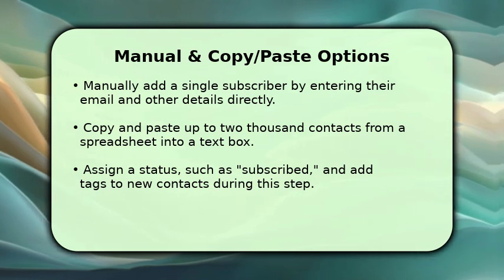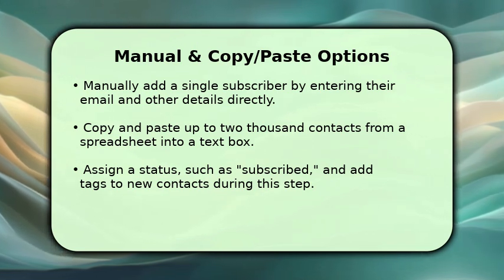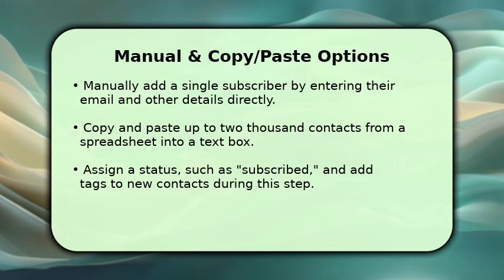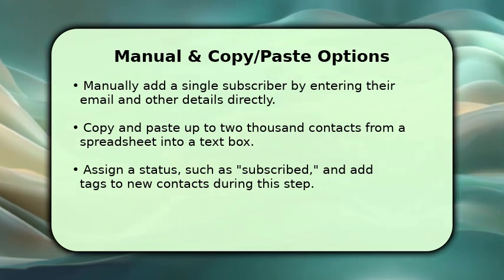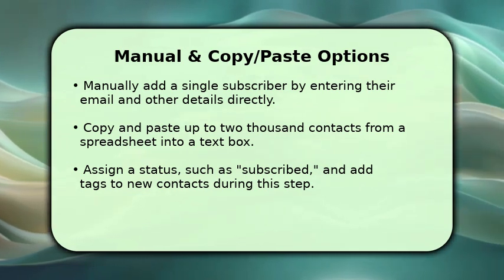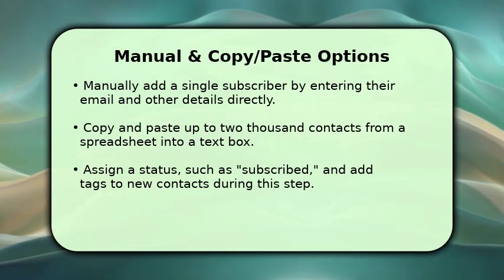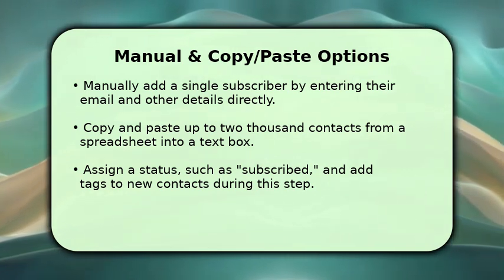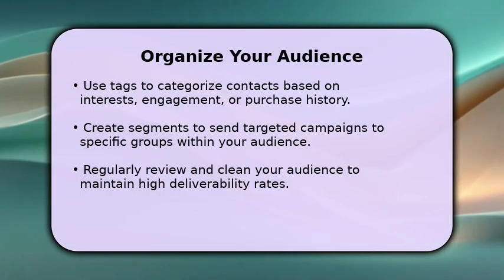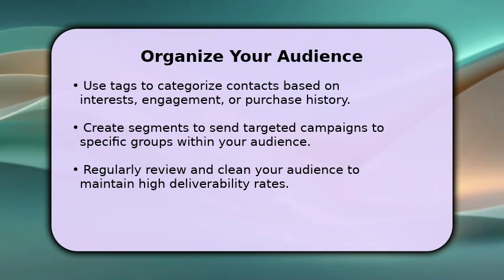For smaller additions, Mailchimp offers convenient manual and copy-paste methods. You can add a single subscriber by directly typing their email address and other relevant information into the system. Alternatively, if you have a list in a spreadsheet, you can copy and paste up to 2,000 contacts directly into a text box. Remember to confirm that you have permission to email them and assign a status, like subscribed, along with any helpful tags.